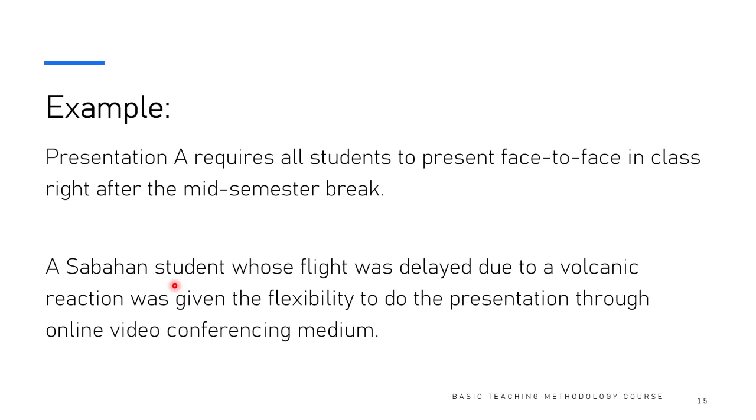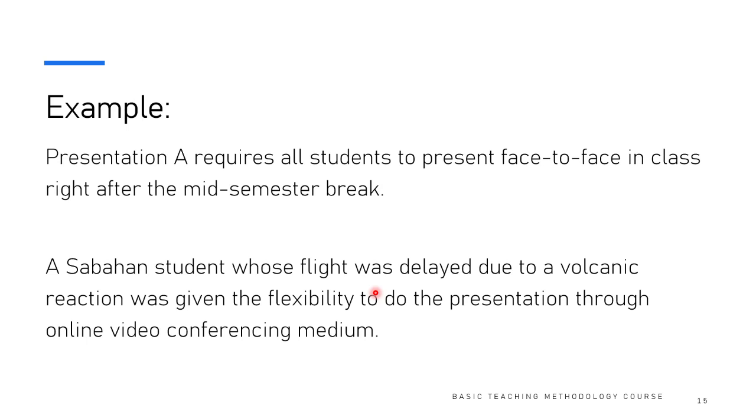So if, let's say again, there's another deeper need whereby the student does not have a good internet connection at home, then another extended flexibility given to the Sabahan student would probably be that the student is allowed to do it at a later week of the semester, for example, once the student arrives at the campus. So this is what we mean by having flexibility.